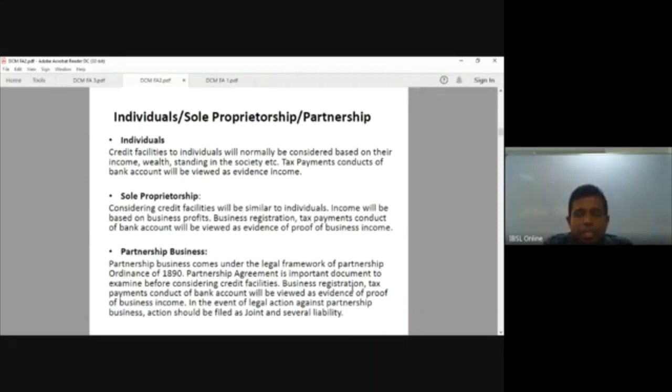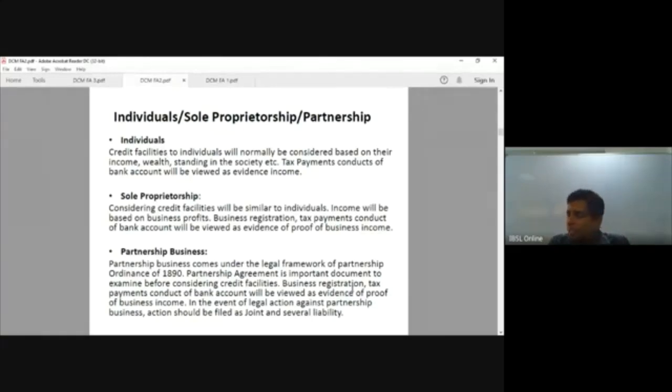In the 1890 Partnership Ordinance, there is a section called Section 24. Under Section 24, we can apply the points in Section 24 in two situations: where you don't have a partnership agreement, and the second situation, where you have a partnership agreement but the particular point is not clear in, or not included in, the said partnership agreement. In that case, whatever the points laid down in Section 24, you have to apply. That is the law, right?